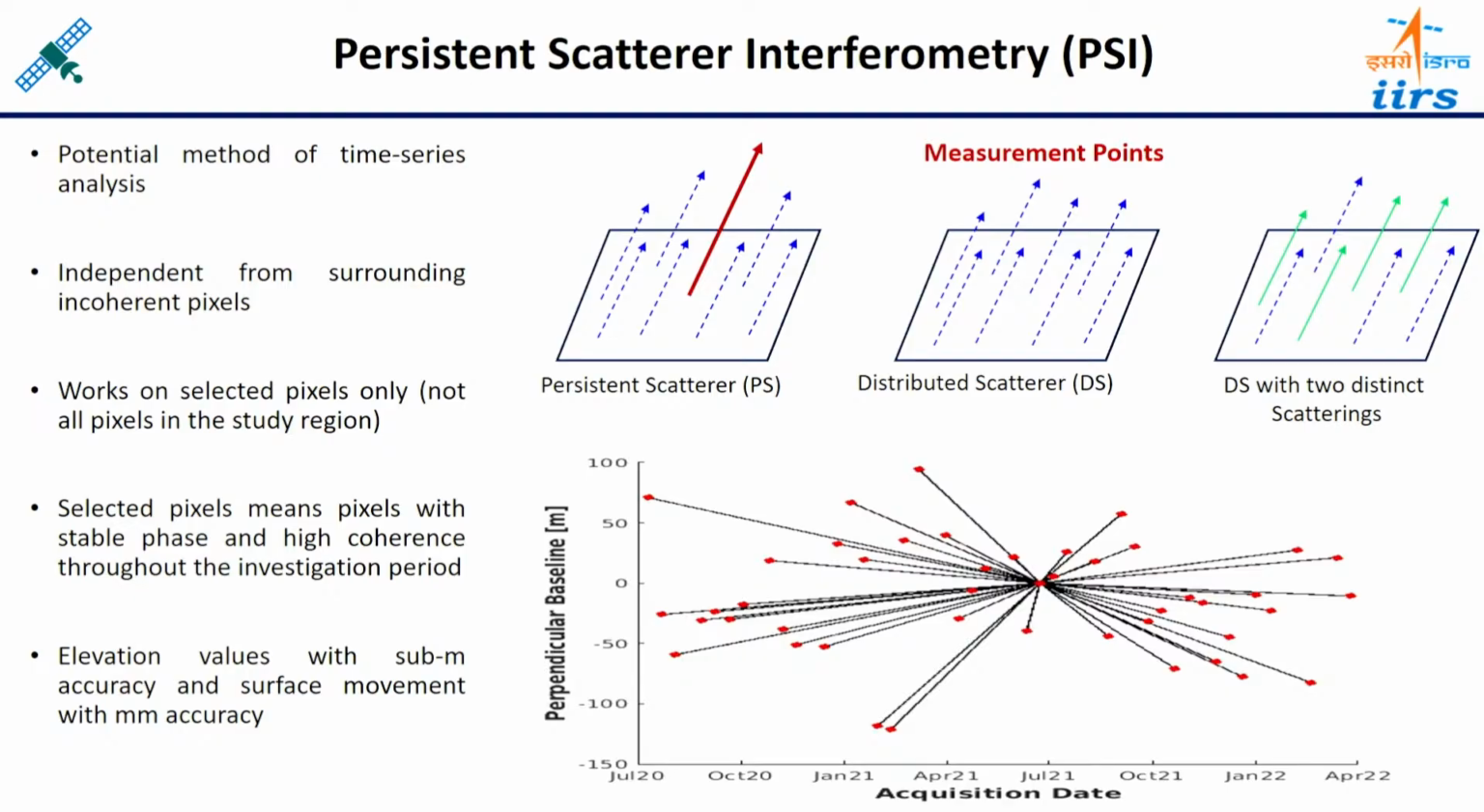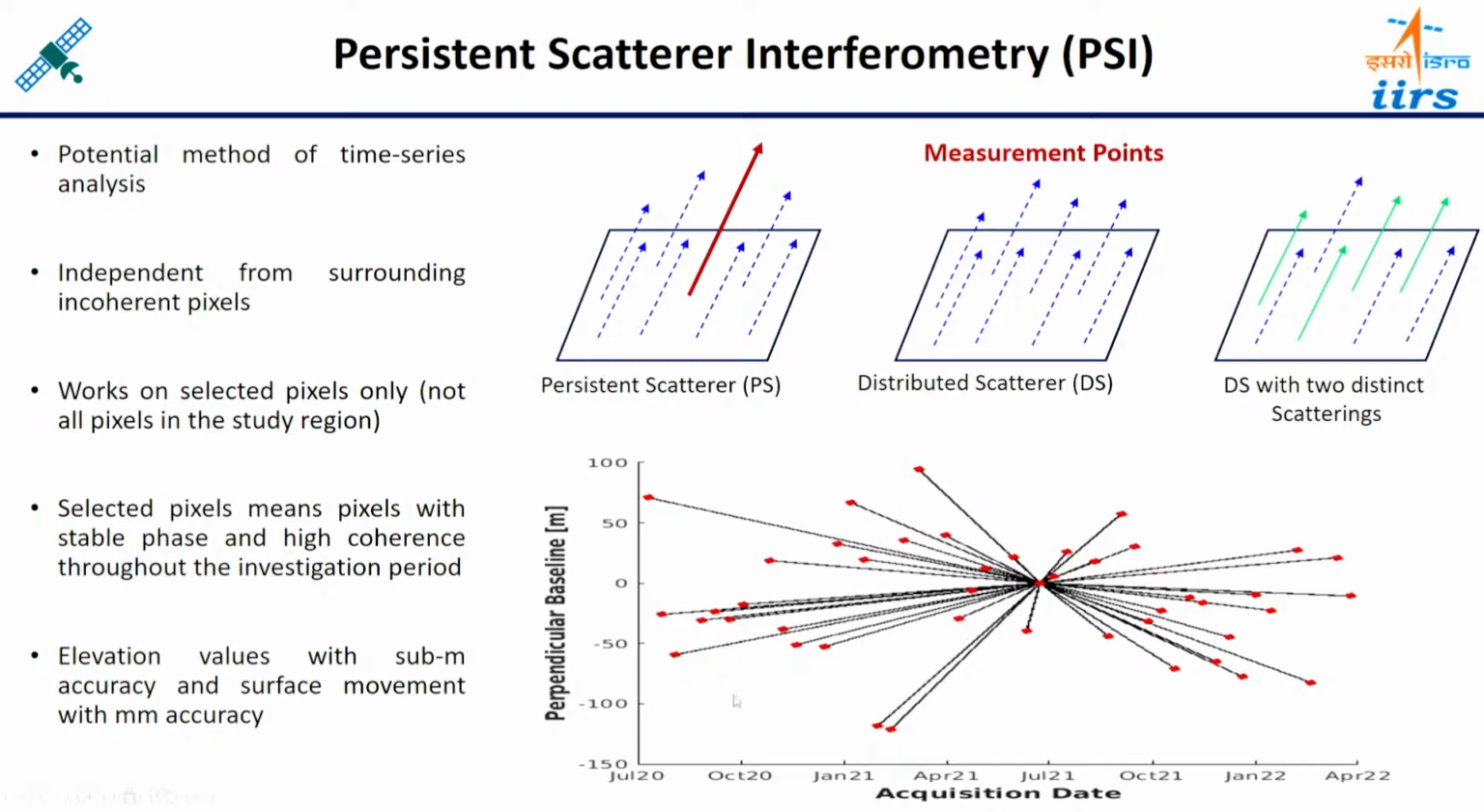Okay, so this technique works only on the PS points, and these selected pixels are pixels with stable phase and high coherence throughout the investigation period. Elevation values with some meter accuracy, and surface movement with millimeter accuracies, can be acquired.